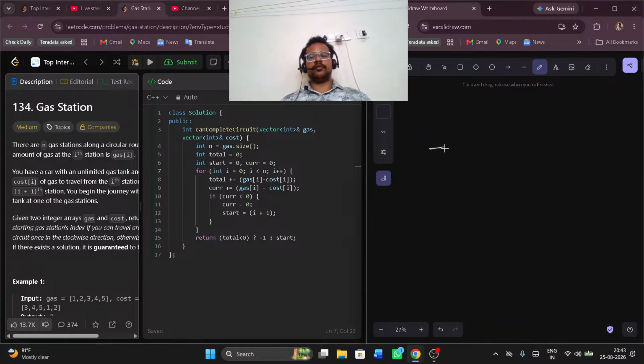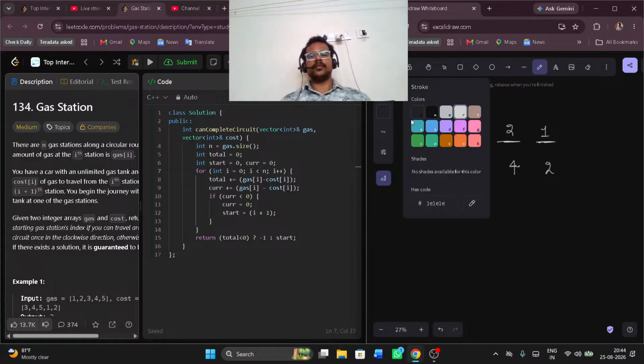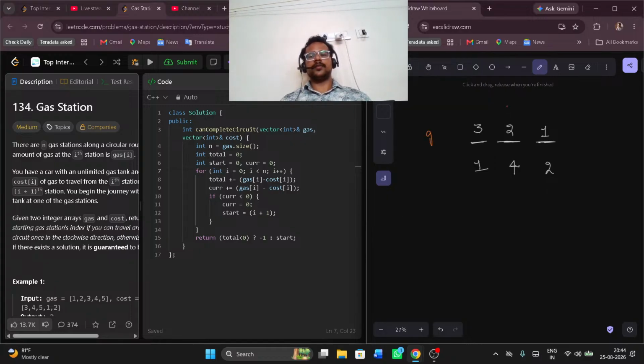So for 1, 2, and then this index we can go. But here we have 1, but we need 2. Here totally 3, and we just need 1. Here we have 2. Here we are left with 2 and then 2 here. So 4. Now let me tell you one thing. This is gas and this is cost.